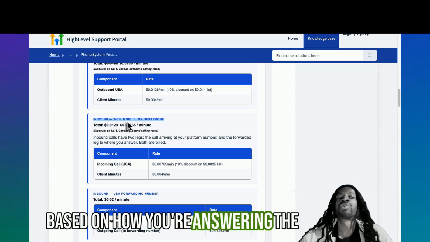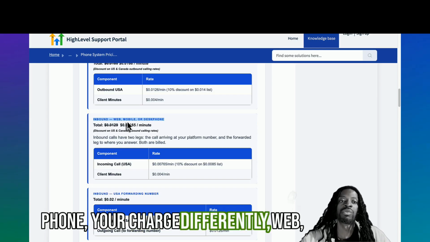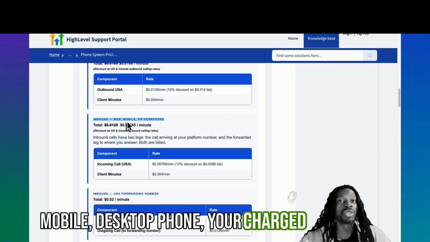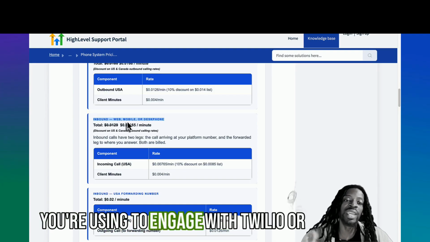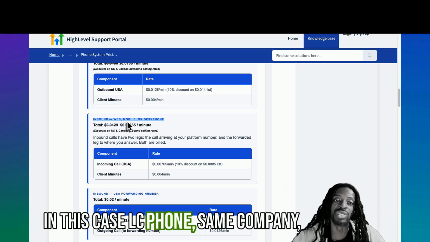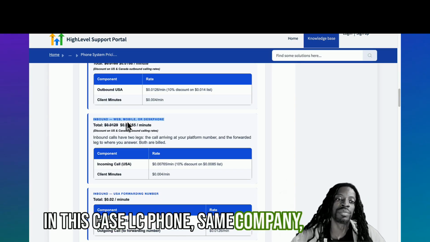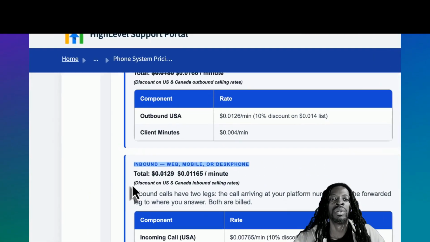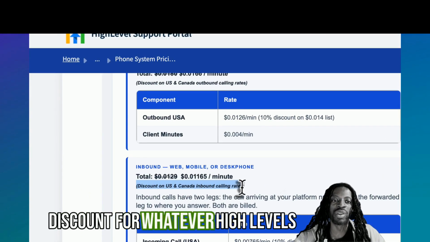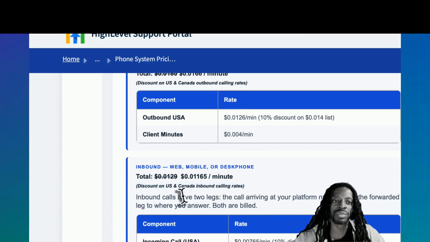Based on how you're answering the phone, you're charged differently. Web, mobile, desk phone, you're charged differently based on the interface you're using to engage with Twilio, or in this case, LC Phone. Same company. Well, kind of. Same service. They're the parent company. Now, they're giving us a small discount for whatever HighLevel's getting this discount for.